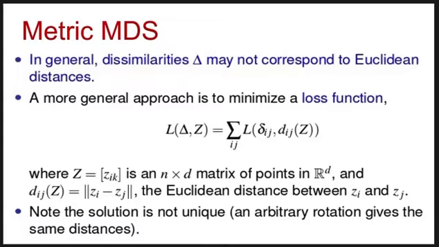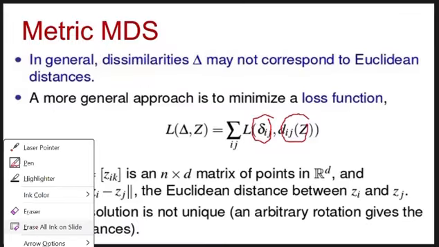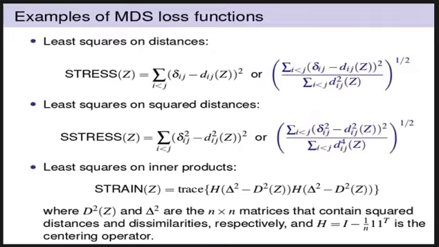Now, what loss function are you minimizing? You are minimizing the distance between what? The original distance in the data space and the Euclidean distance. You want to minimize that. That's exactly what you're doing. And we have three different types of loss function that can be used. The first one is stress. The second one is SS stress, and the third one is strain. These are very commonly used loss functions in metric MDS.